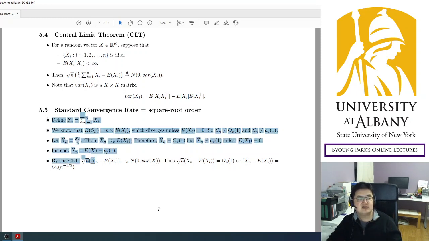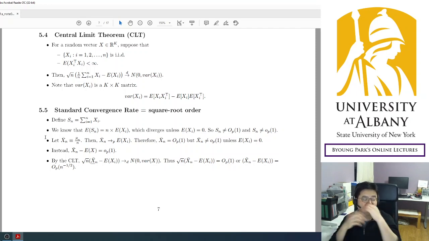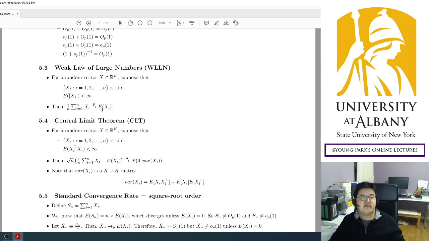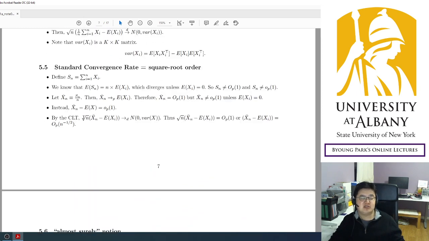And this is how we usually write the results of the weak law of large numbers and central limit theorem. So you should be able to work with them flexibly. And I believe it's easy. You just need to take the result, and the result is enough.